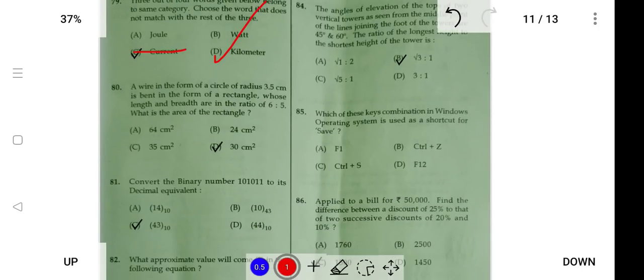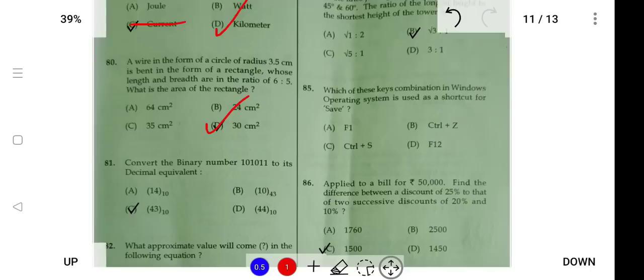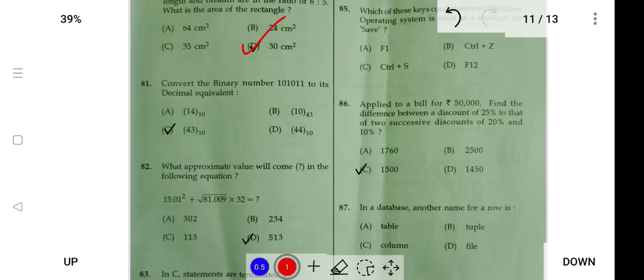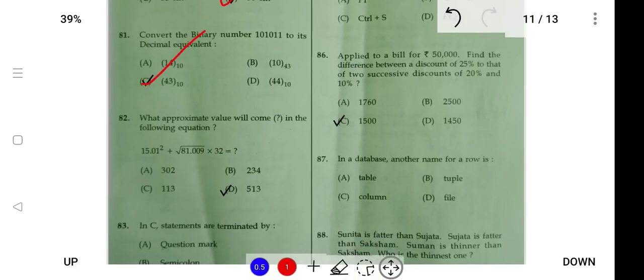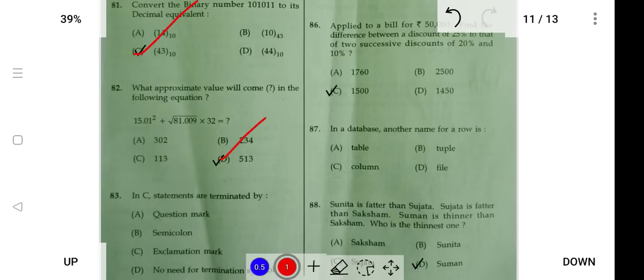A wire in the form of a circle with radius 3.5 is bent in the form of a rectangle. So the area of the rectangle is 30 centimeter square. Binary 101011 in decimal is 43. What approximate value will come in the following equation? So the answer is 513. Just substitute the numbers in this, and whichever comes will be the answer.